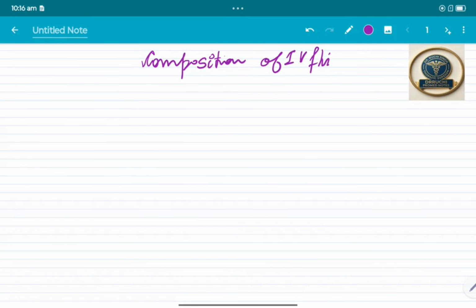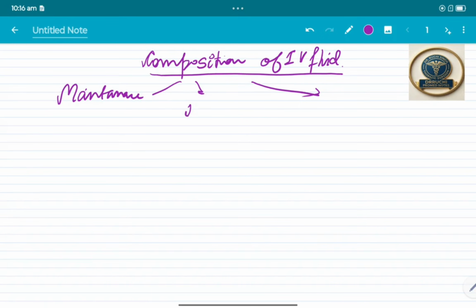So why is it important to know the composition of IV fluid? We can't leave it like that, because there are basically three types of fluids that are required in the body. One is the maintenance fluid. This you should know just for a brief introduction. Second is the replacement fluid, and third is the special fluids.